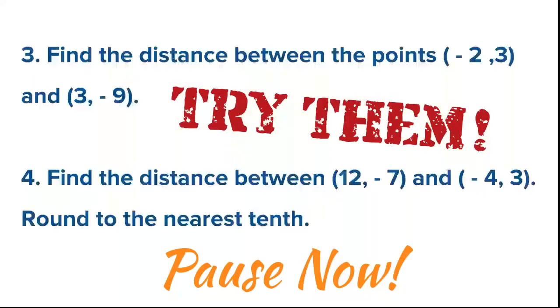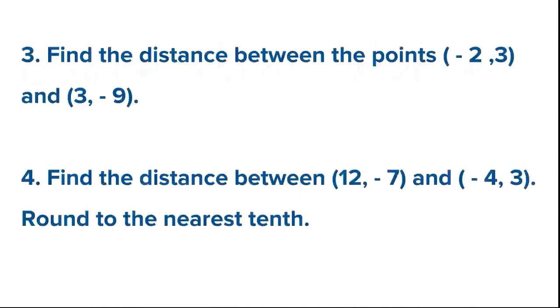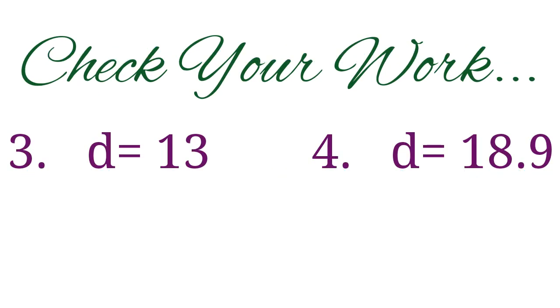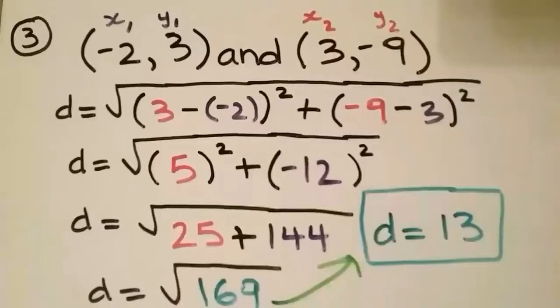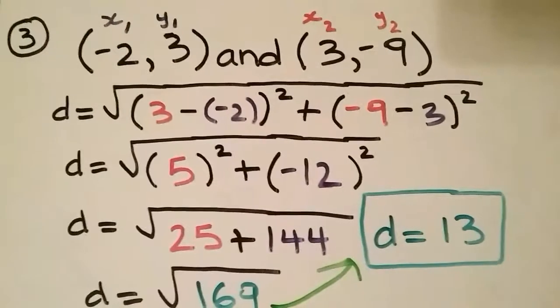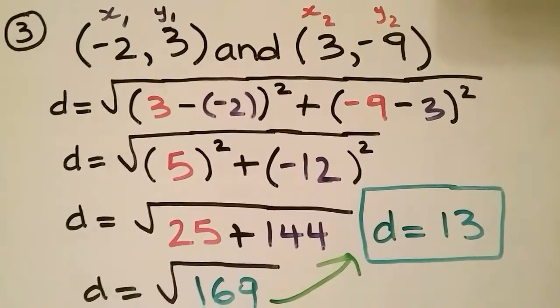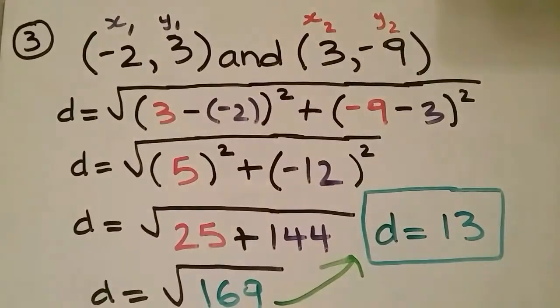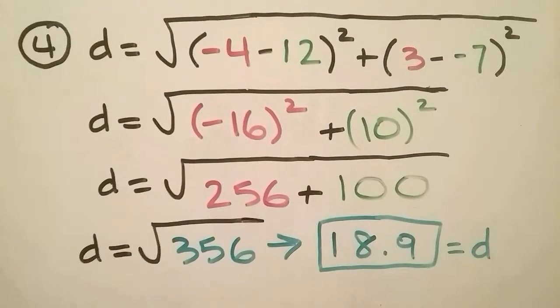You should be able to try number 3 and number 4 based on what we learned. For number 3, you should have gotten 13 as the distance, and for number 4, you should have gotten 18.9. Here's the work explaining how you should have gotten 13 as your answer. If you got it wrong, you probably made a mistake with the negatives, so make sure to check those over. And for number 4, your work should look something like this.